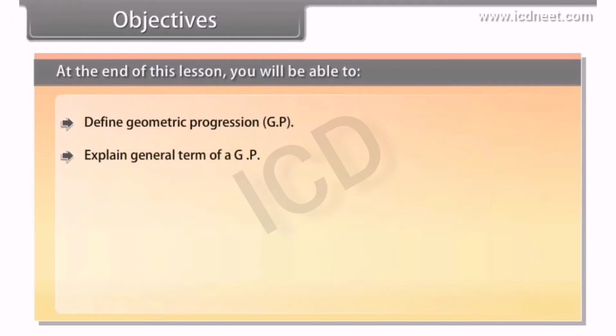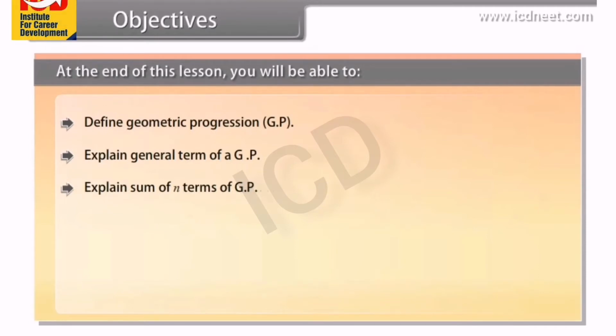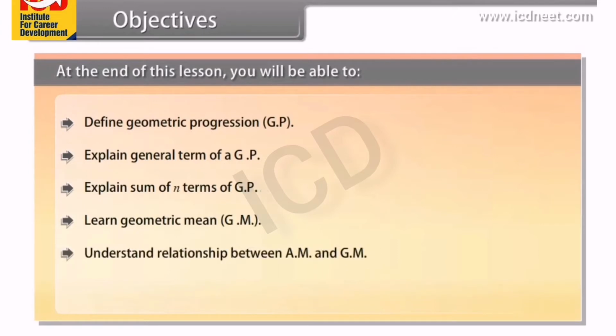Objectives. At the end of this lesson, you will be able to define geometric progression, explain the general term of a geometric progression, explain the sum of n terms of a geometric progression, learn geometric mean, understand the relationship between arithmetic mean and geometric mean, and learn the sum to n terms of special series.